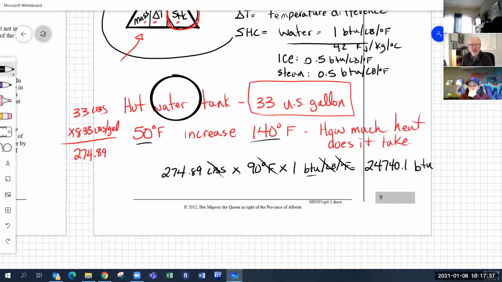Give you a minute to copy that example down if you're doing that. Doug? Yeah.